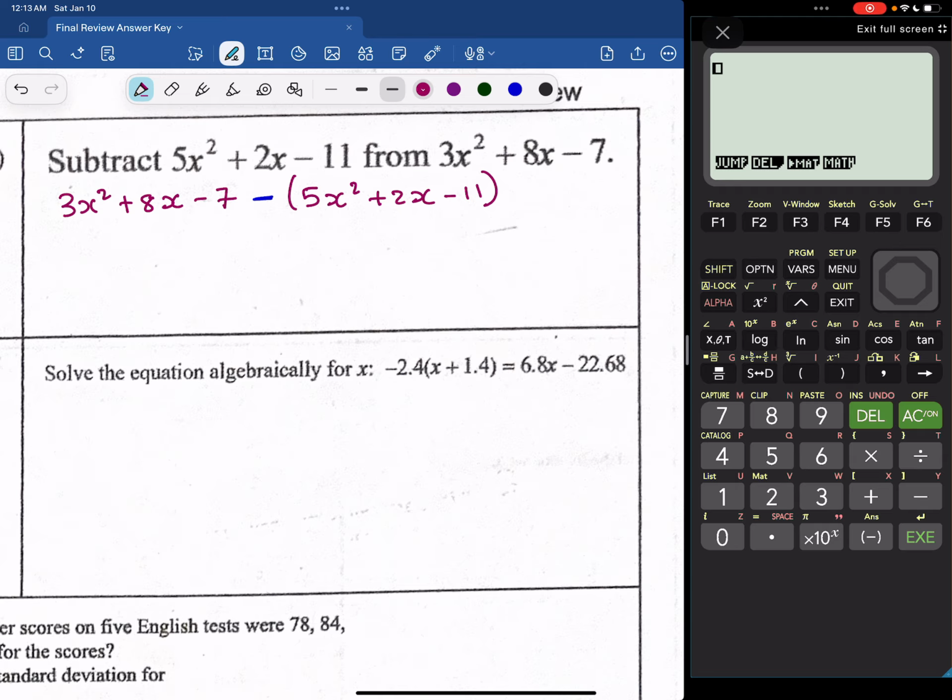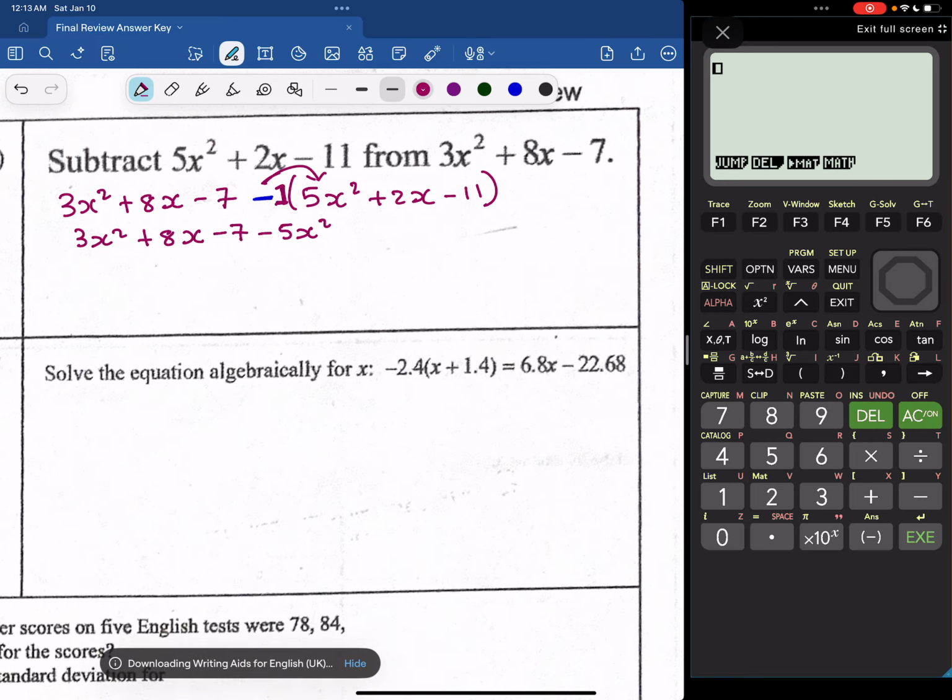Everything before that is going to stay the same. So I'm just going to rewrite all of these terms right here, 3x squared plus 8x minus 7. And then this invisible -1. -1 times 5x squared is -5x squared. -1 times 2x is -2x. And -1 times -11 is +11. From here, all we have to do is combine all of the like terms.